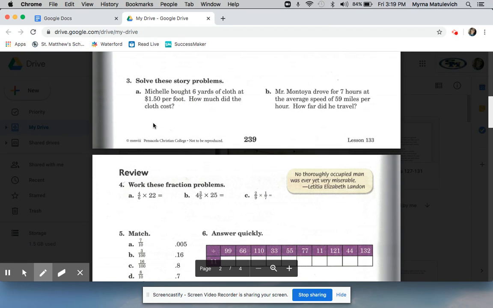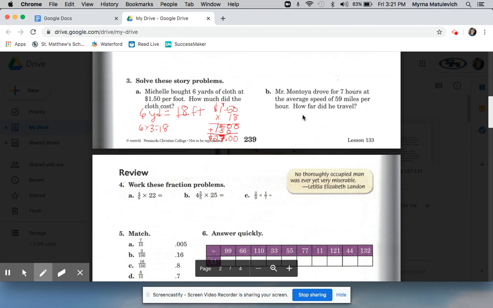Michelle bought 6 yards of cloth at $1.50 per foot. How much did the cloth cost? First, you need to change 6 yards to feet. Horse to fly, multiply. Your special number is 3. 6 times 3 equals 18. So 18. $1.50 times 18 feet is $27.